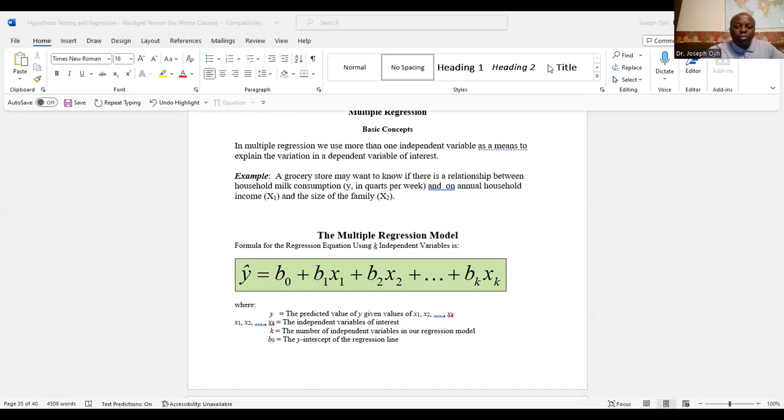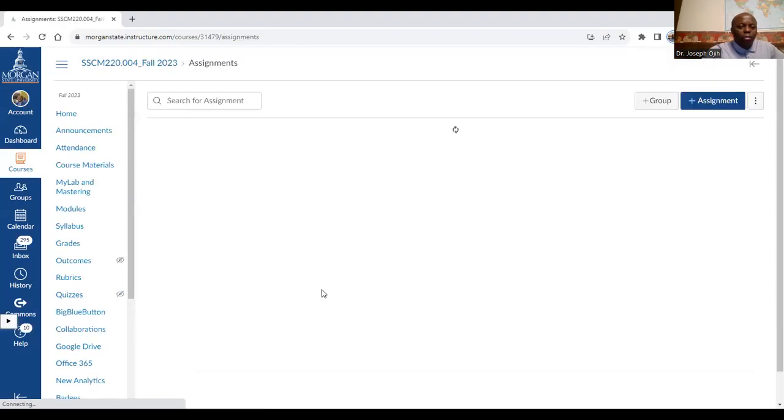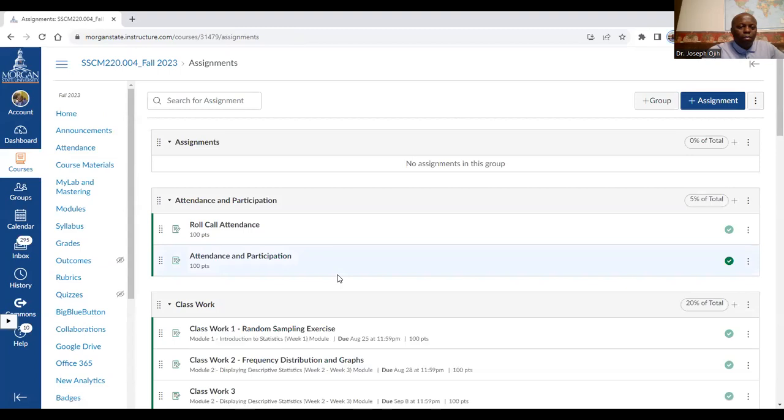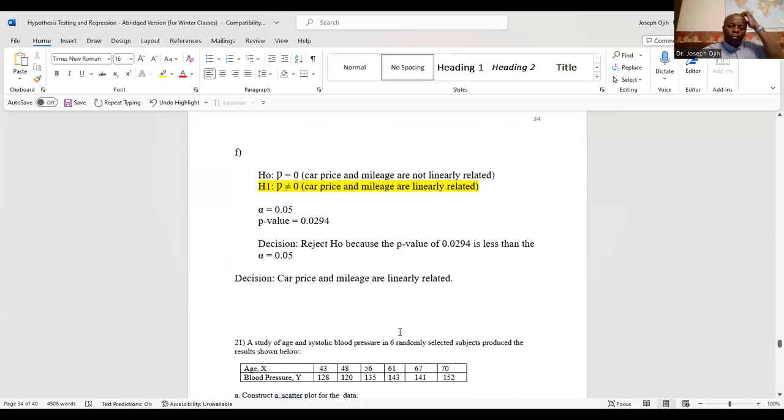Let's see. I'm gonna take you to the assignment, and you can see the percentage of the final exam. Miss Kujo, you have a question? Yeah, I had a question before you took us to assignments. In the last problem that we did, to clarify, to find H0 or H1, if the number is less than alpha, we always reject.